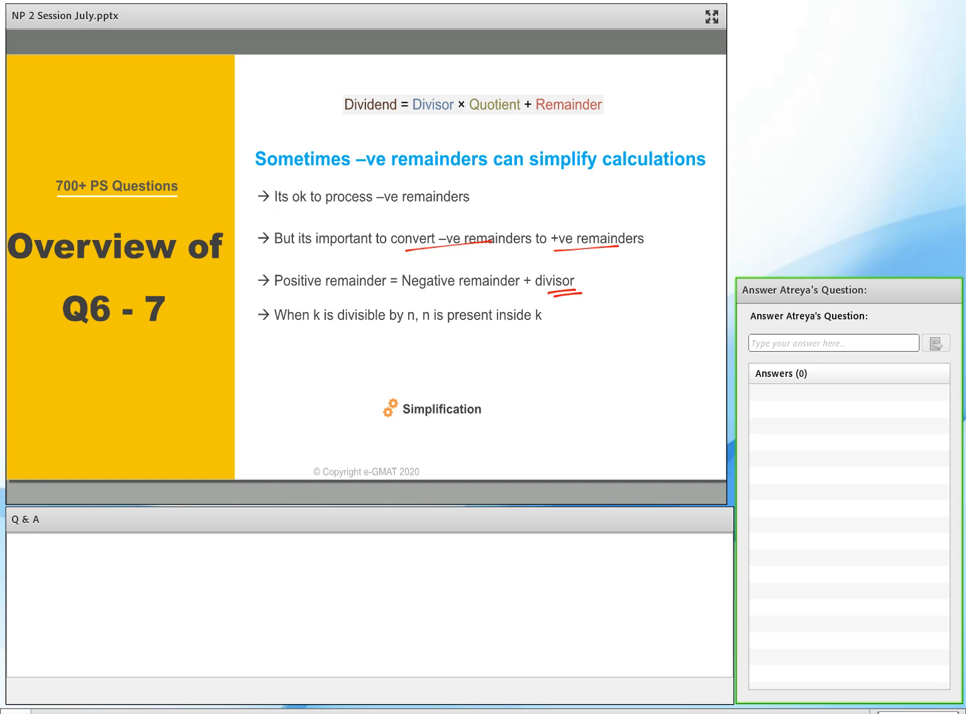One other thing that I also want you people to understand is when k is divisible by n, n is present inside k. What do I mean by this? If I say to you 24 is divisible by 3, this essentially means that I have a 3 inside 24. So 24 can be written as 3 times 8, right? So I have to have that number inside my original number to say that my number is divisible by 3. So again, something that we would use in the next set of questions.